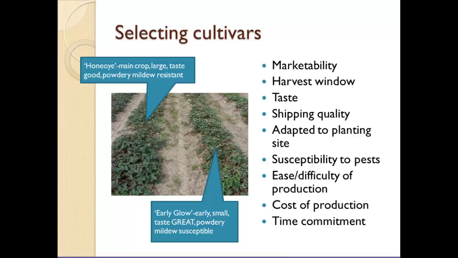I've already mentioned susceptibility to pests, and this is another one: the ease or difficulty of production. You really need to consider what your skill set is. Do not start off with the most difficult crop to grow. If you do, don't plant a whole lot of it. Get a feel for it.